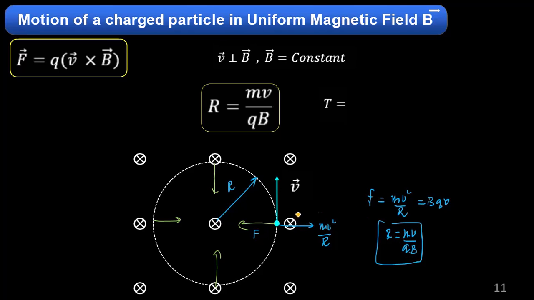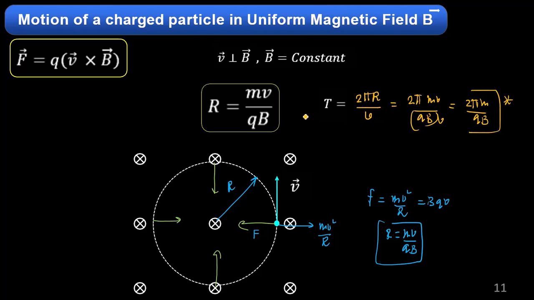So once I calculate the radius, now I want to calculate the time period of rotation. Time period of rotation is nothing but, because you have traveled the total distance of 2 pi r, 2 pi r is the total distance divided by v. Okay, that is the time period. So if I put the value of r, 2 pi mv by qB divided by v. So v cancels out, so I will get 2 pi m by qB. Okay, so this is the time period.